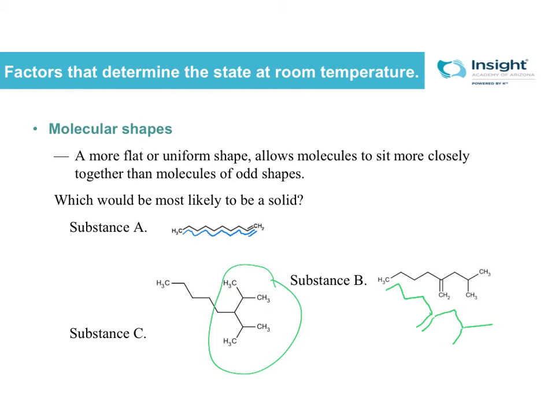All right, so we're talking these guys have strong IMFs. All right, and these have the lowest intermolecular forces. So how is that going to impact your phase? Which of these substances is going to be most likely solid? Substance A, because it has the strongest intermolecular forces.